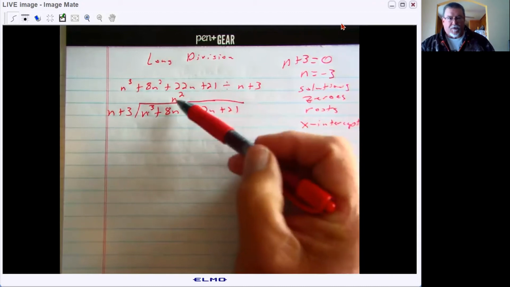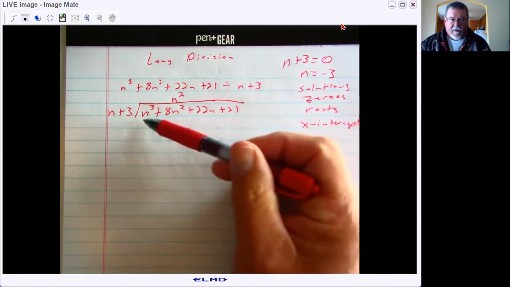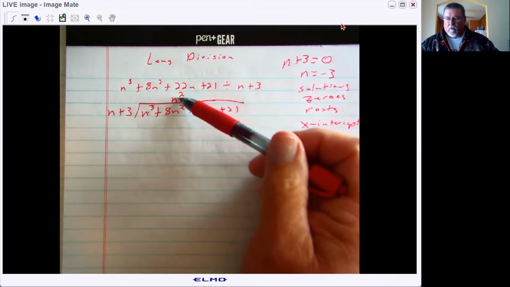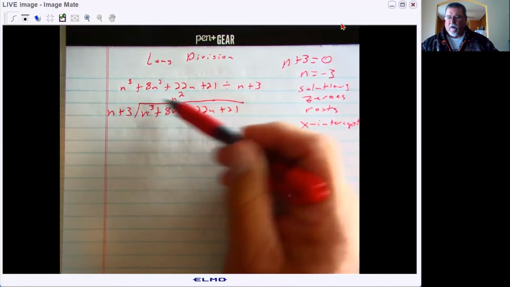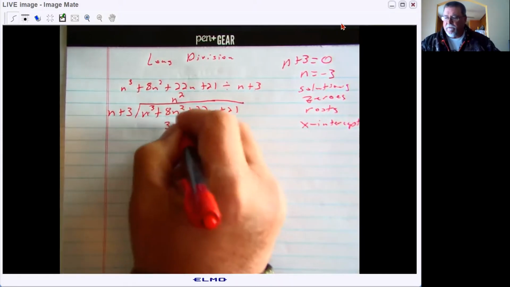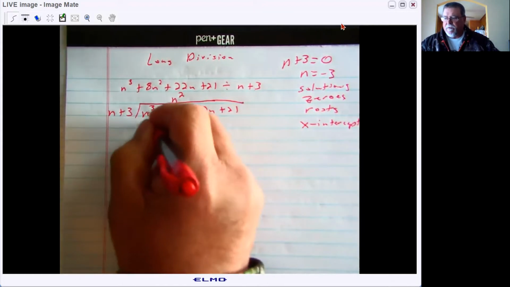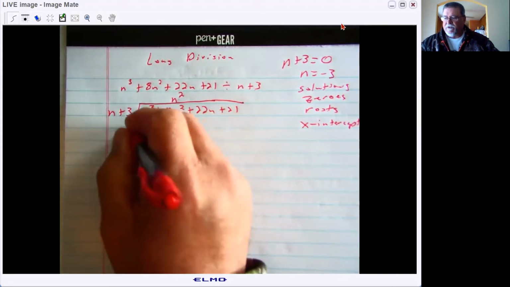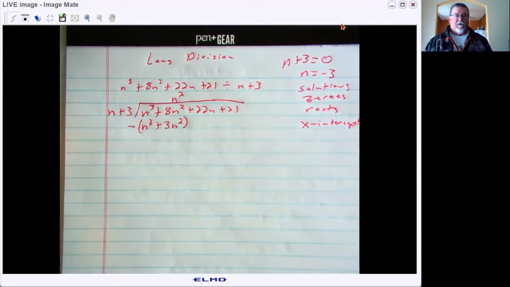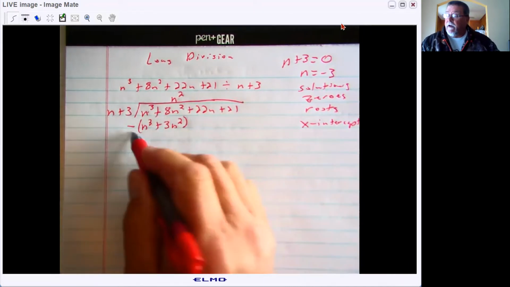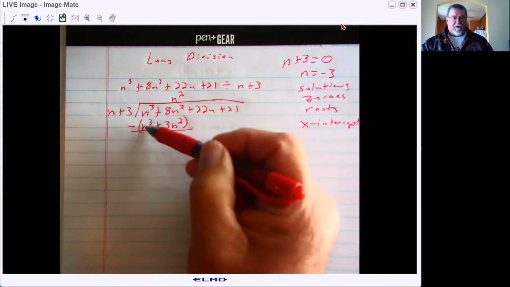Now I'm going to take that n squared. I divided the leading term by the leading term, and now I'm going to take that result, which is part of our quotient or our answer, and multiply it times 3 and then by n. n squared times 3 is 3n squared, and that's a positive number. And then n squared times n is n cubed. I'm going to put that in parentheses and subtract it. It's just like regular division. We're using those parentheses because we have to distribute that negative to be able to combine these terms.